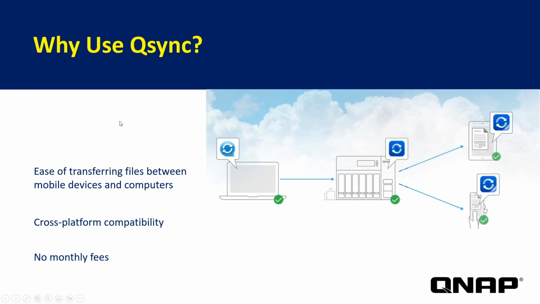Qsync makes it easy to share files with your other devices or with friends or colleagues. If you're taking photos or videos on a mobile device that you want to later edit on a computer, or you're trying to quickly share files from one computer to another, Qsync is an excellent tool for that. Qsync is compatible across platforms, so whether you're using a Mac or PC, or iPhone or Android, you can sync your files across the devices. And since you own the storage yourself, there are no monthly fees to use Qsync.